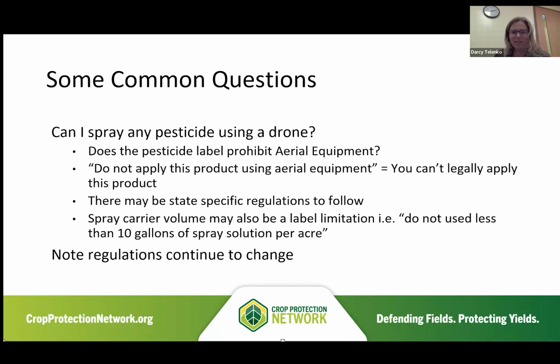And I just want to remind you on that carrier volume, because a lot of our fungicides do have some of those minimum gallons per acre. If the minimum says don't use less than 10 gallons per acre, you're going to have to slow it down to get to that coverage level. And understand, is that actually the coverage level that you're spraying at? These regulations are going to continue to change, so just keep an eye out. As new products come online or new pesticide labels come out, they might start having more information on drone use within those products as well.